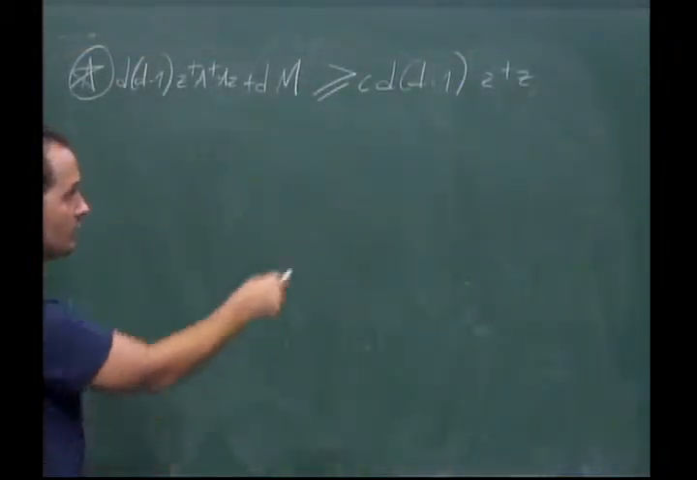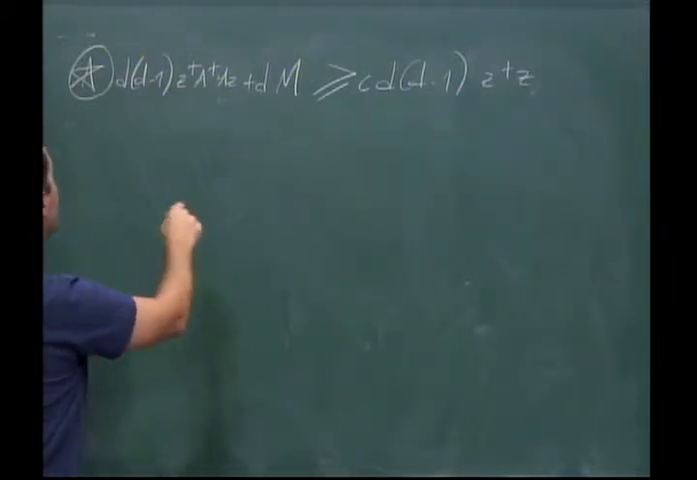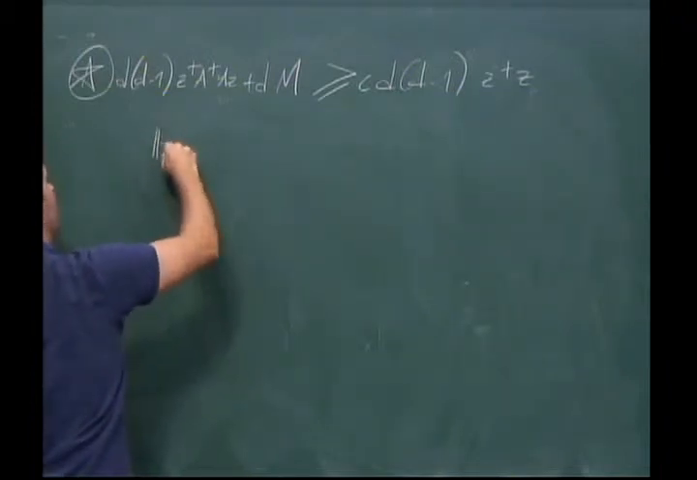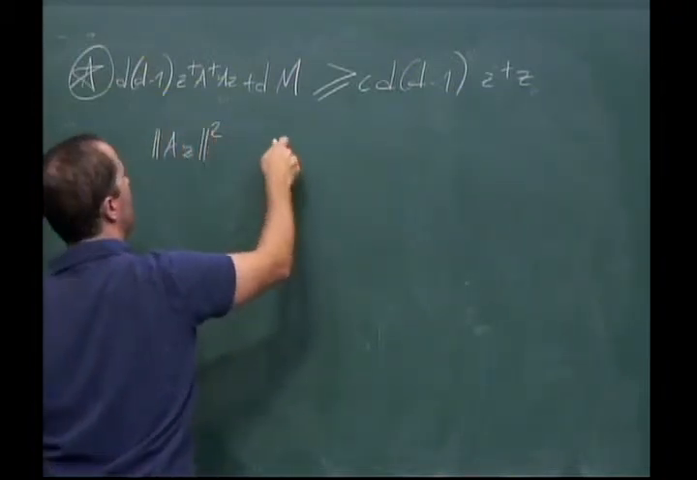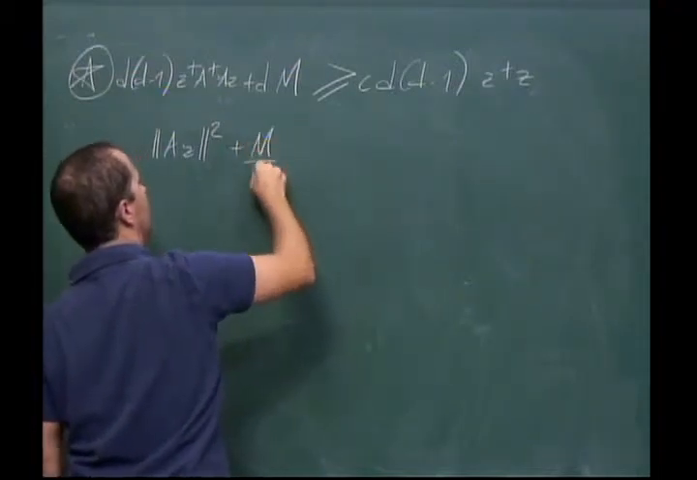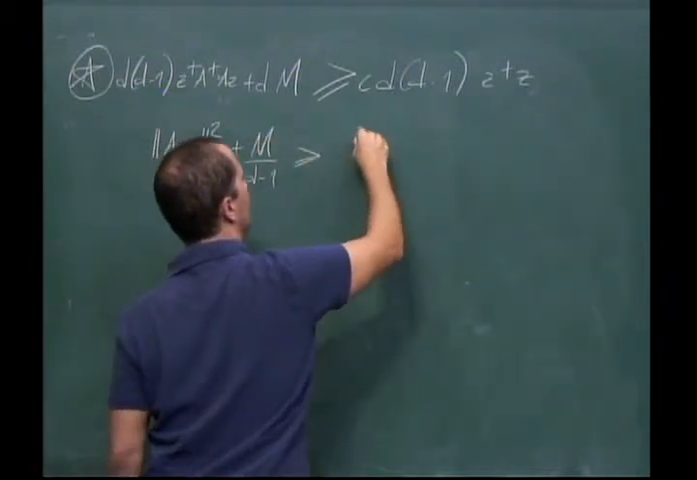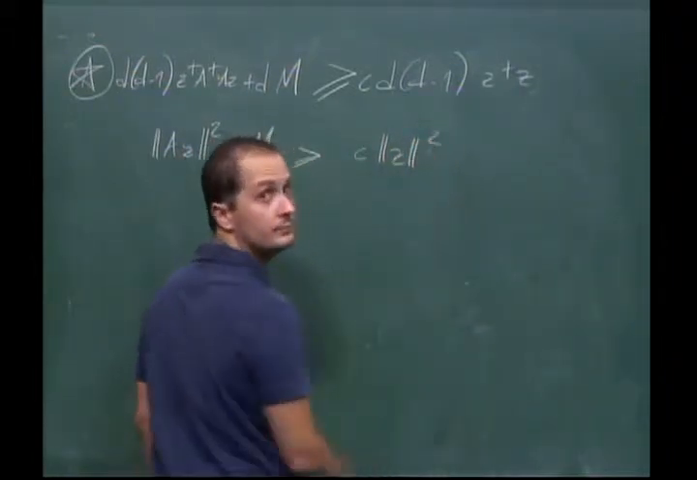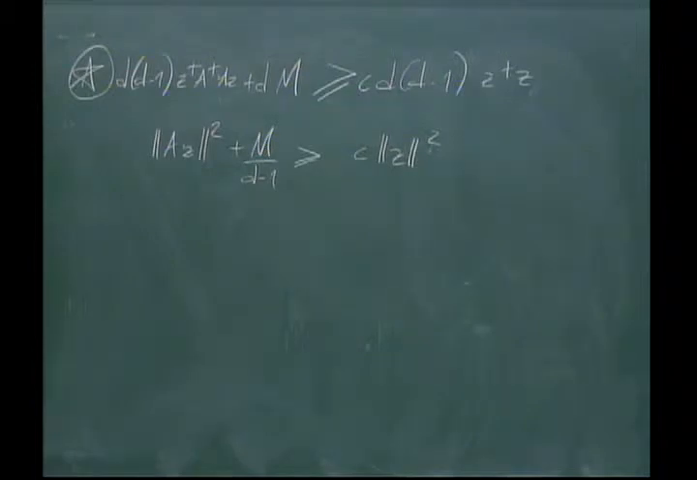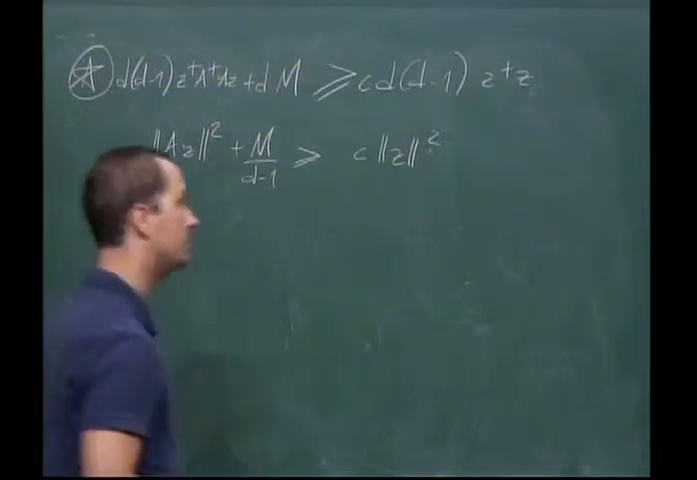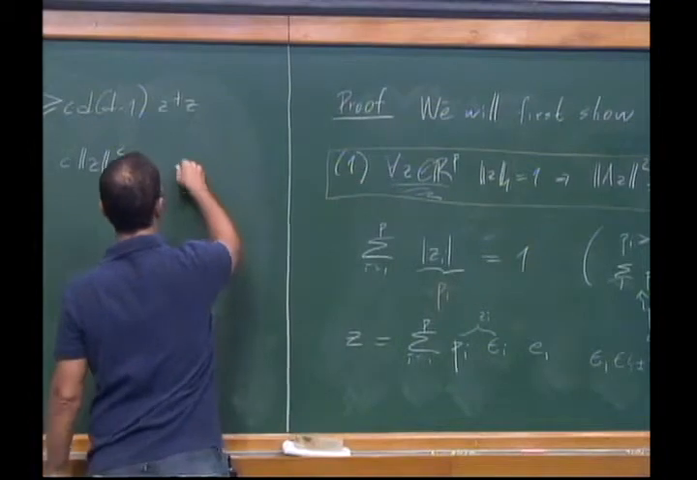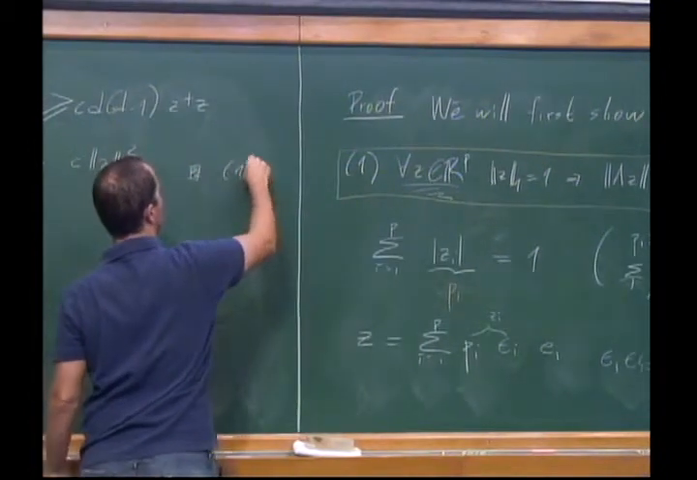So all we need to do now to obtain this inequality 1 is divide by D times D minus 1. And we notice that here we have the norm of AZ squared plus M divided by D minus 1 is greater than C times the norm of Z squared. And this is precisely what we wanted to prove here. So this is the end of the proof of 1.